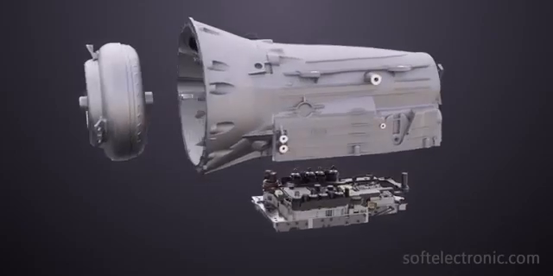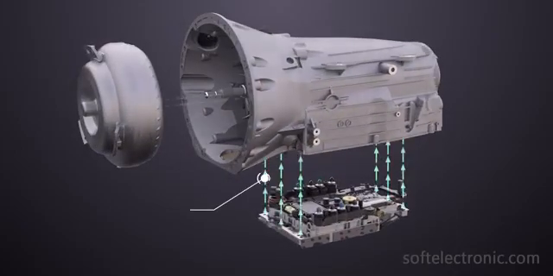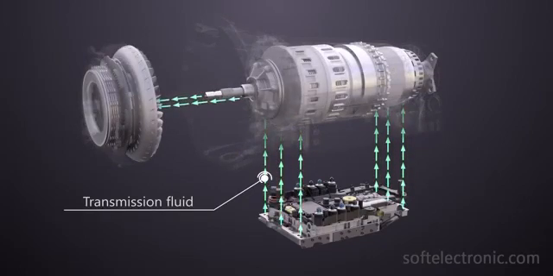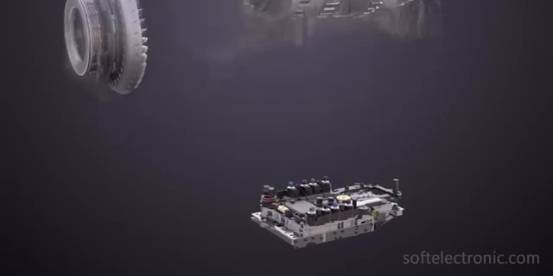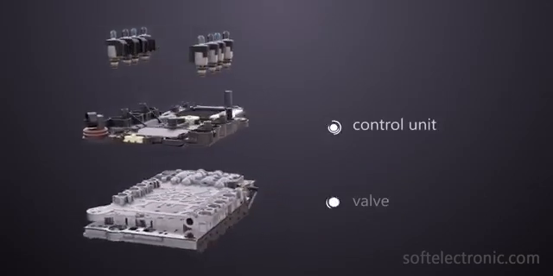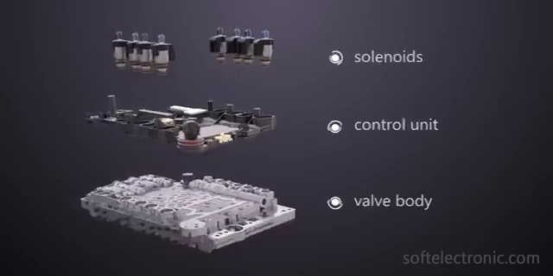The mechatronic is the control center of the gearbox. Its task is to manage the torque converter and the clutch packs in the gearbox via the transmission fluid under specific pressure. It consists of three main components: control unit, valve body, solenoids.